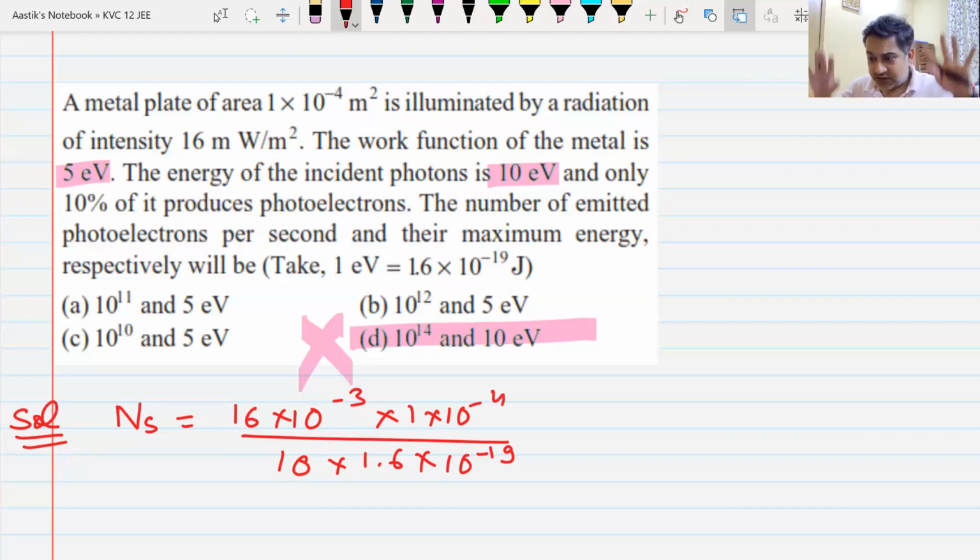Chill. Take a deep breath first and then chill. What is the answer that you are going to get from here? I think 10 raised to the power 12. Yes or no?